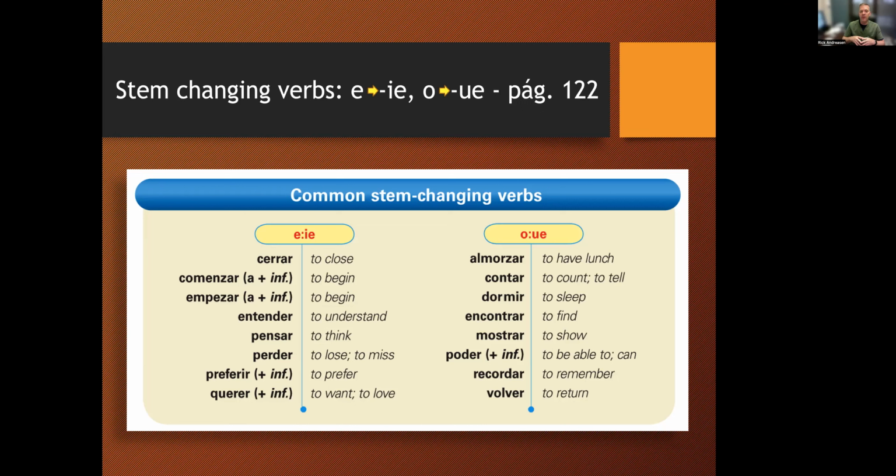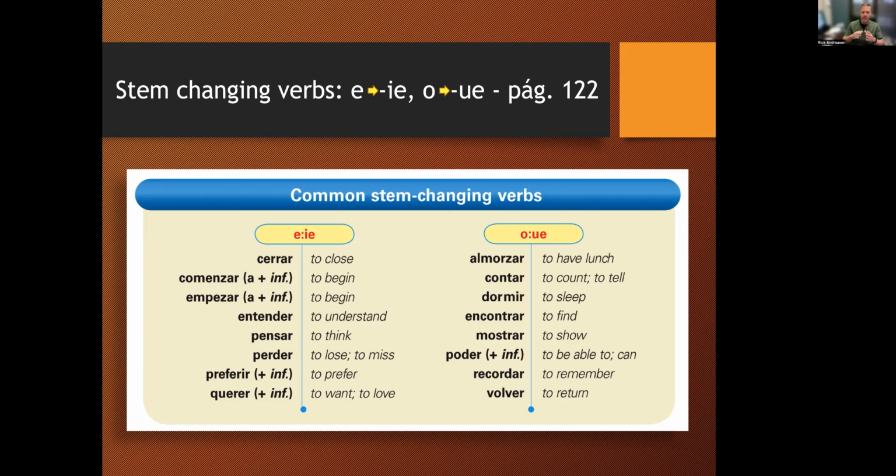Preferir, to prefer to do something. Prefiero comer comida mexicana. I prefer to eat Mexican food. Prefiero, prefieres, prefiere, preferimos, preferís, prefieren. So it follows the same conjugations. Querer, to want. You've seen that one already. Yo quiero, tú quieres. Usted, él, ella quiere. Nosotros queremos. Vosotros queréis. Ustedes, ellos, ellas quieren.